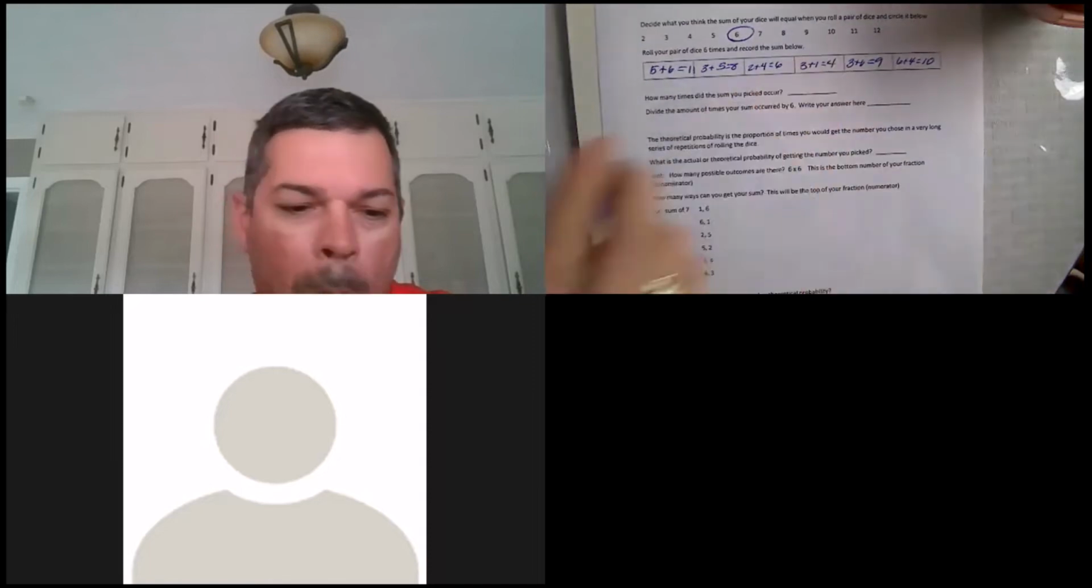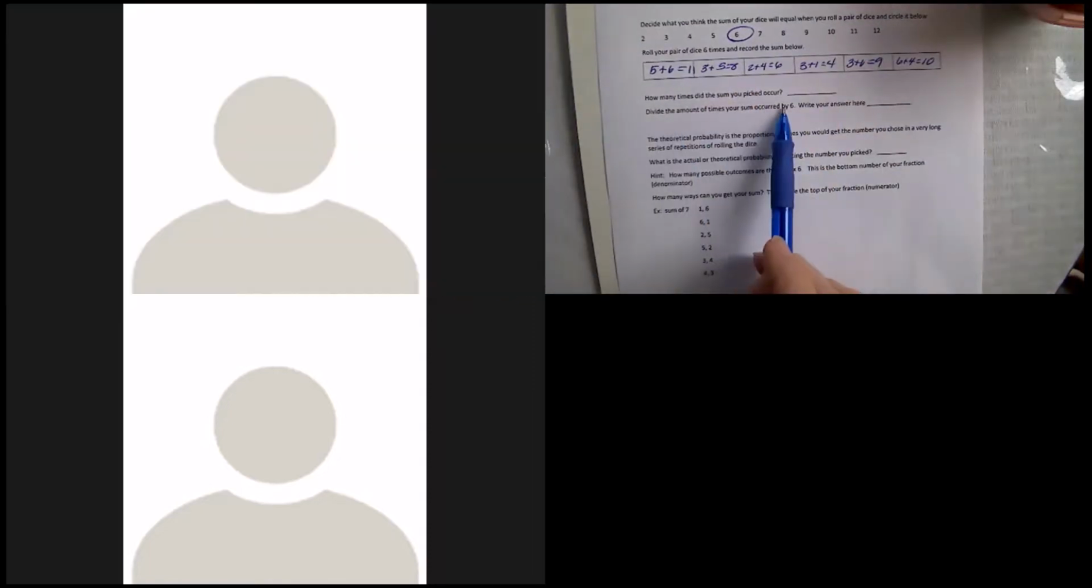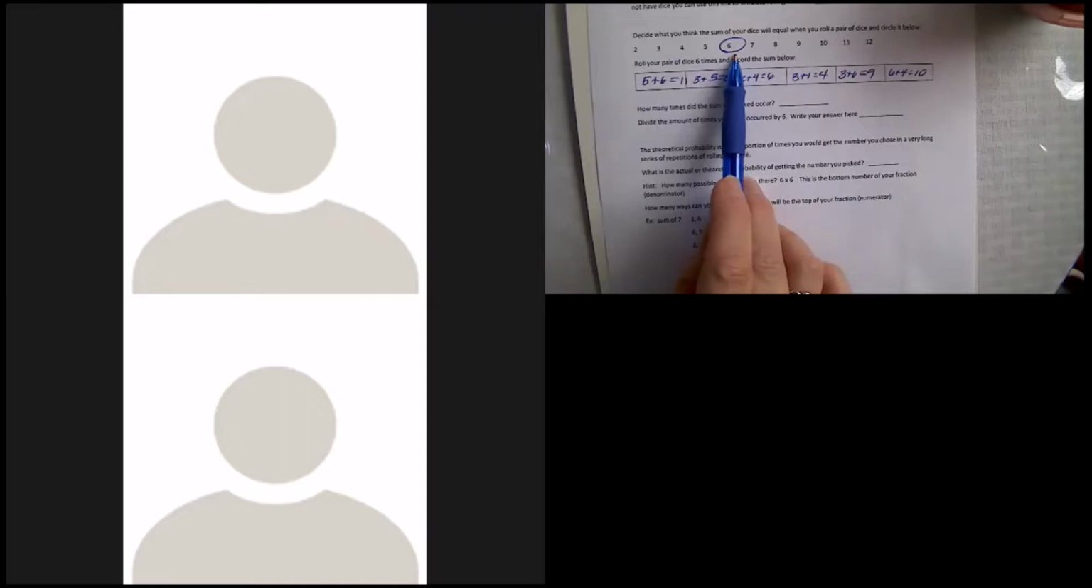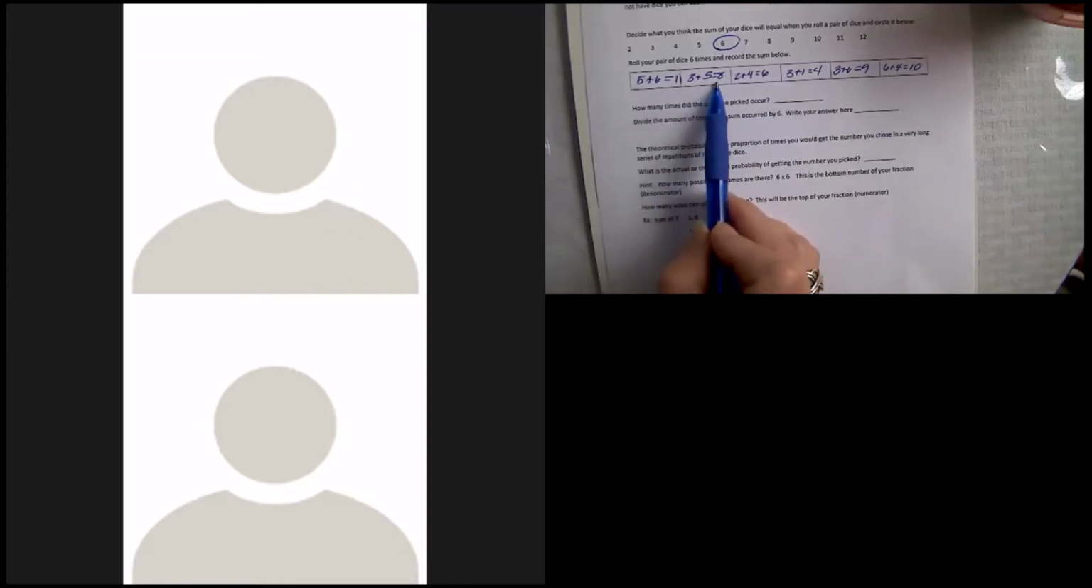So it says, how many times did the sum you picked occur? So I chose the sum of 6, and I only got that one time. So I got 11 here, 8, 6, 4, 9, 10. Notice I didn't get the same thing more than once. I got everything just one time.